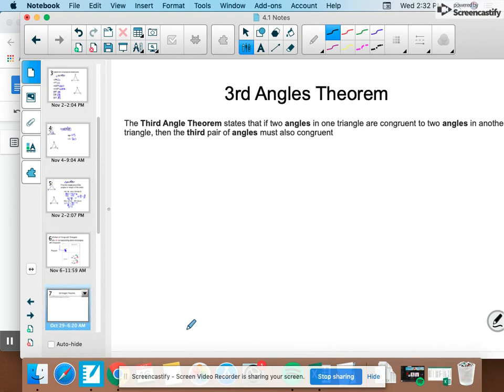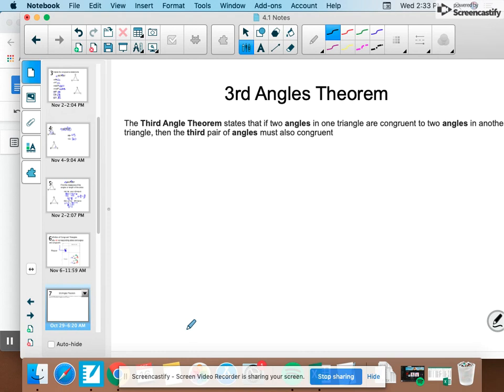Then we have one theorem that we're going to throw in this chapter. So that is the third angles theorem. The third angle theorem states that if two angles in one triangle are congruent to two angles in another triangle, then the third pair of angles must also be congruent.